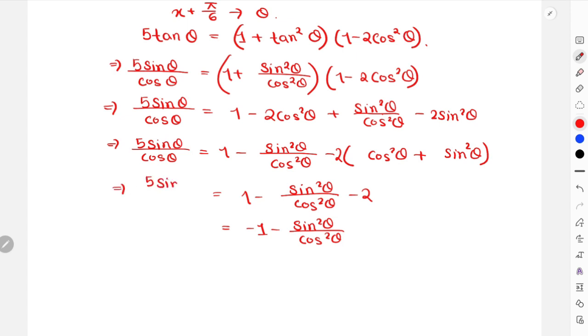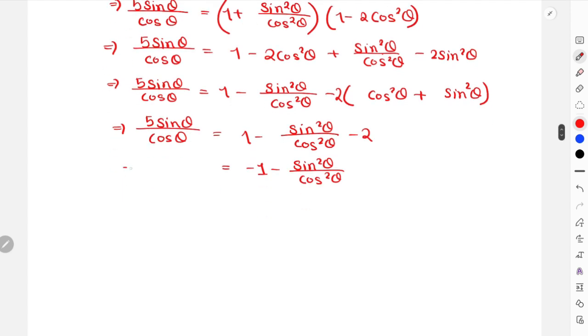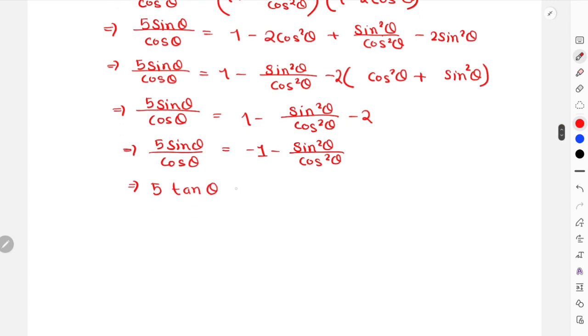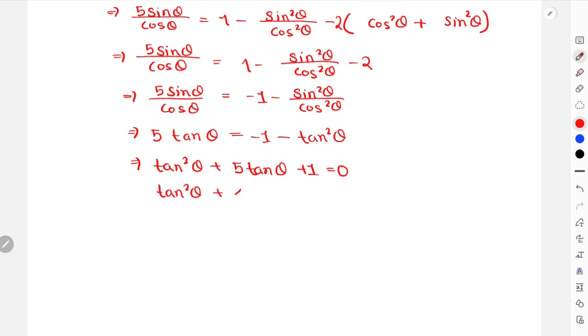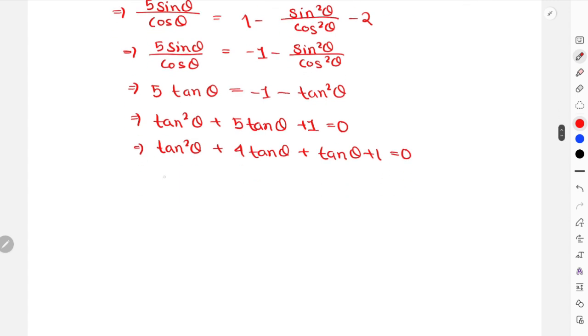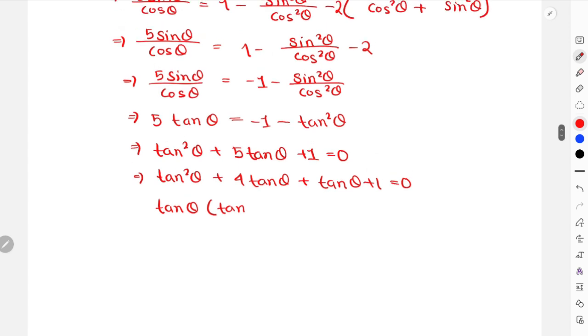Now 5 sine theta over cos theta. Also over here you have 5 sine theta over cos theta. From this part, this is 5 tan theta equals minus 1 minus tan squared theta, right, which you can write as tan squared theta plus 5 tan theta plus 1 equals 0, which is tan squared theta plus 4 tan theta plus tan theta plus 1 equals 0. If you take tan theta common, it is going to be what? Oh no, we cannot do that. You have the values for 4 and 1, that is 5, but on the other side you have 1. No, you cannot do that.